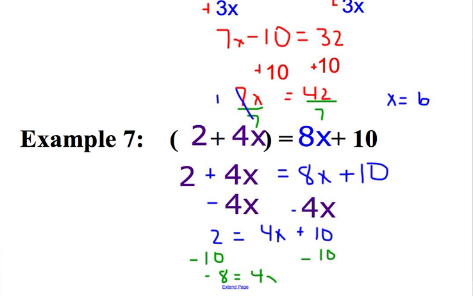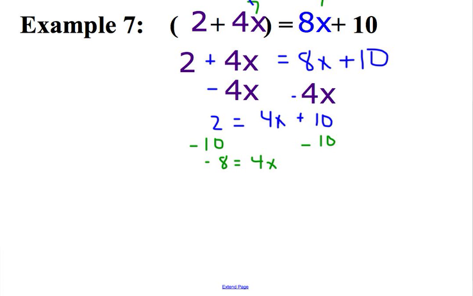If they're side by side, they're meaning they're multiplying. So the opposite of multiplying would be divide. So whatever number's in front of the x is what you divide by. If I do it to one side, I've got to do it to the other. So now I'm left with 1 times x, which is x, equals negative 8 divided by 4, which is negative 2.